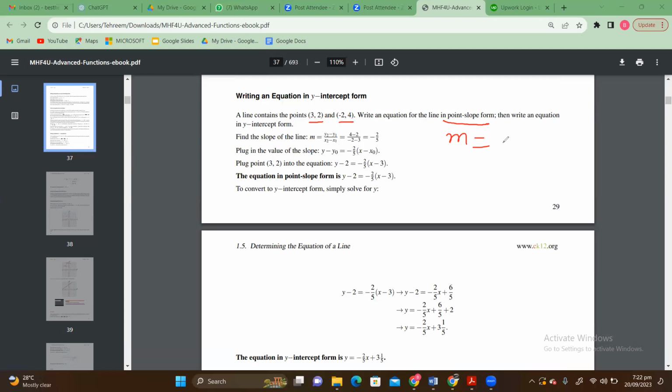So y2 is 2 by minus 5. I mean m is -2/5. Good. M equals, okay, it's written here actually. Now you need to put the value back into the point slope form and get the equation. y minus y naught equals m times (x minus x naught).